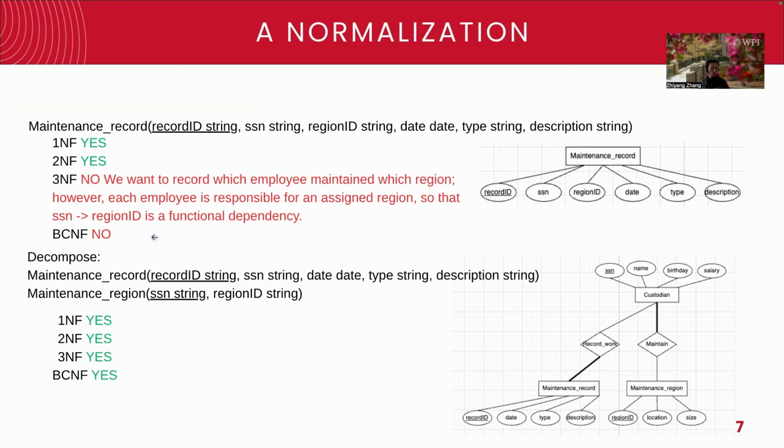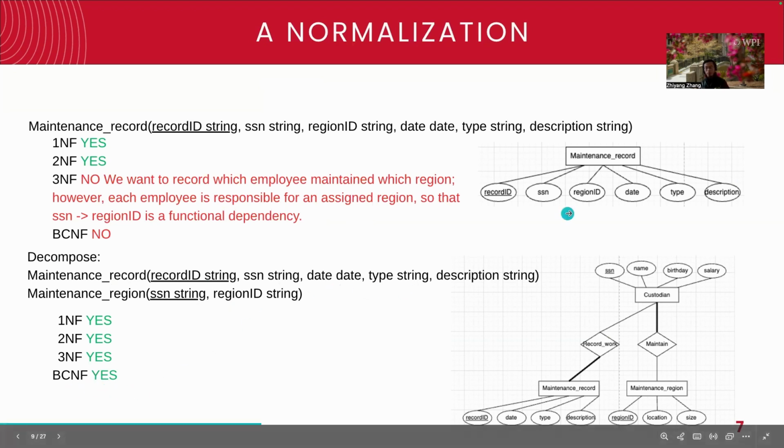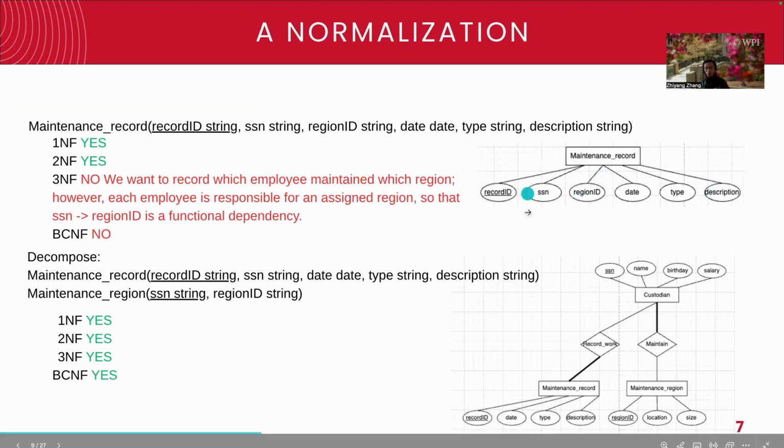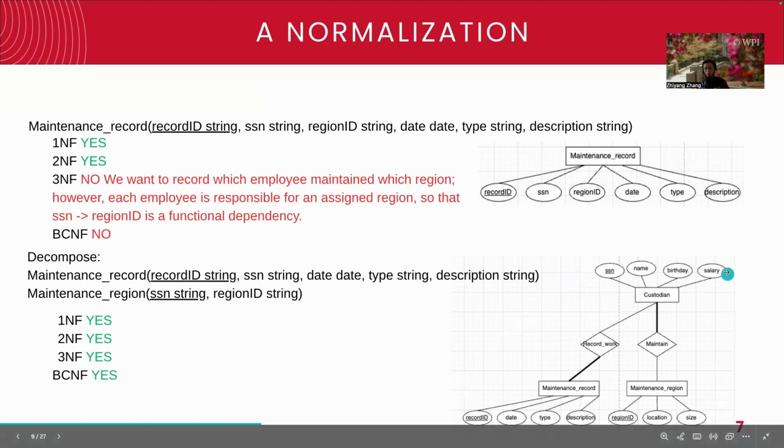To stop the data redundancy problem, we decompose this table into 2 smaller tables, maintenance record and maintenance region. We separate the SSN and the region ID into a small table. This time, both of these 2 tables are in BCNF. This is the corresponding change in the ERD design.